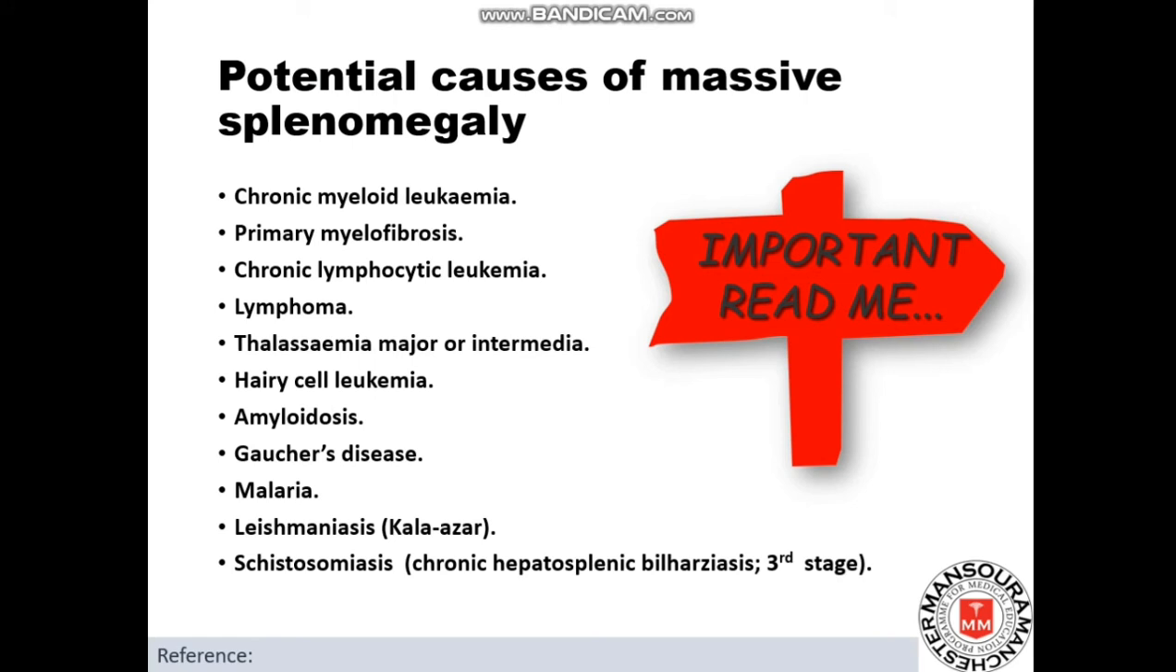Potential causes of massive splenomegaly: chronic myeloid leukemia, primary myelofibrosis, chronic lymphocytic leukemia, lymphoma, thalassemia major or intermediate, hairy cell leukemia, amyloidosis, Cushing's disease, malaria, leishmaniasis, schistosomiasis in chronic hepatosplenic bilharziasis third stage.